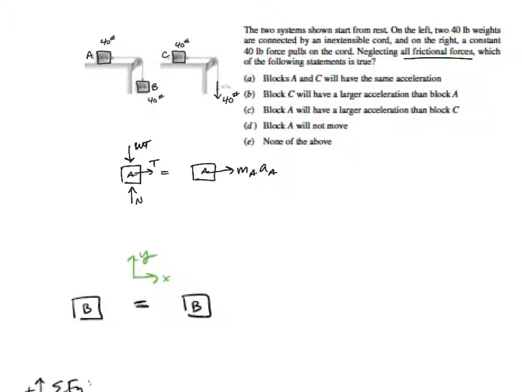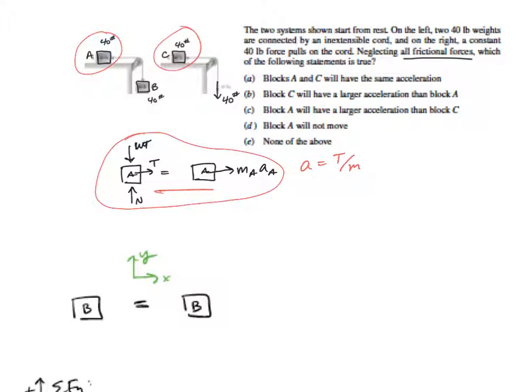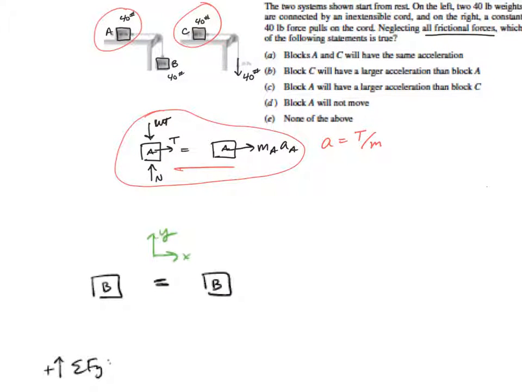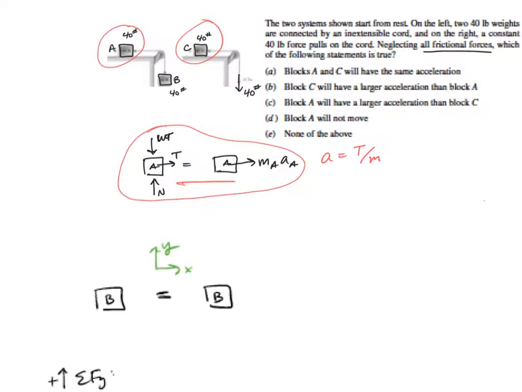So you can see, by just looking at the FBD KD and summing forces in the x direction, the acceleration is going to be the tension divided by the mass. That's going to be true both for block A and for block C. It really won't matter. So let's go ahead and take a look at the tension over in the AB system.